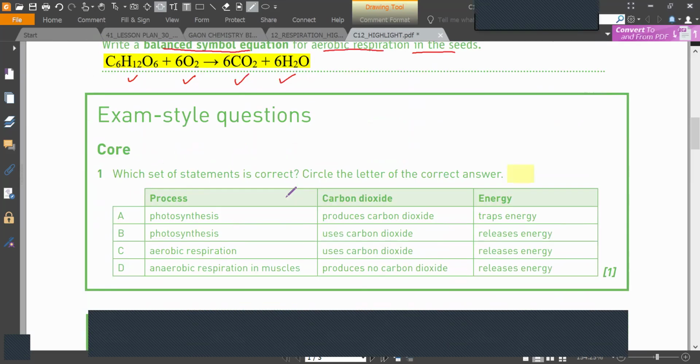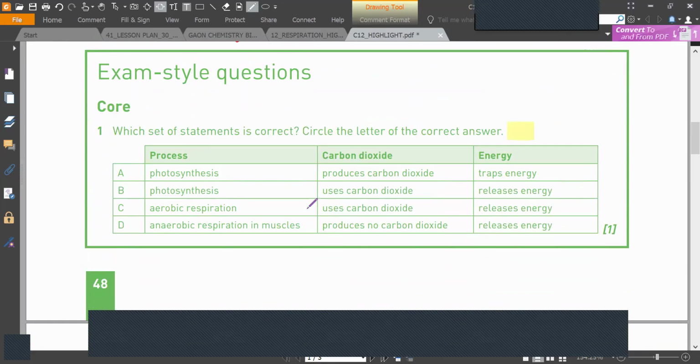Next, which set of statements is correct? Circle the letter of the correct answer. Okay, let's take a look one by one.